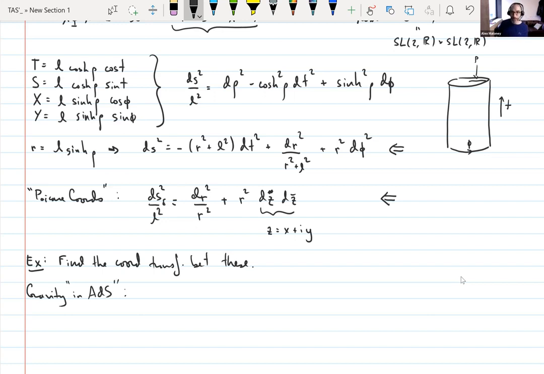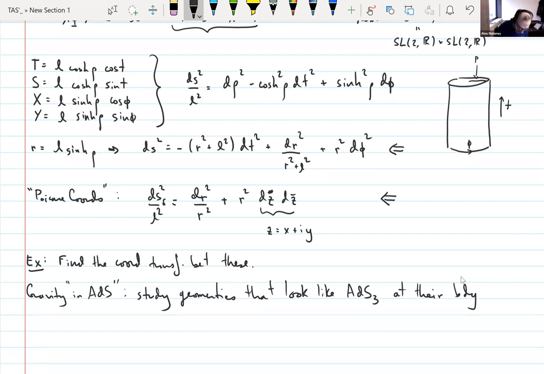What we mean is that we are studying a particular set of metrics that look like anti-de Sitter space asymptotically. So in particular, what we're going to demand is that we're only going to study a particular class of metrics, namely those that look like anti-de Sitter space plus terms that are subleading as you take r to infinity.